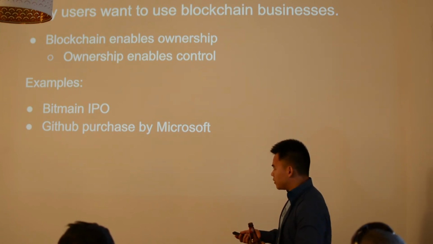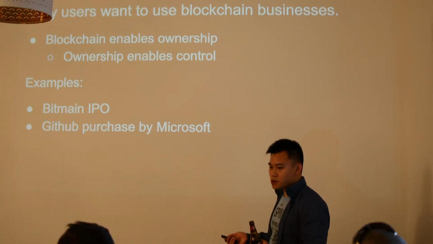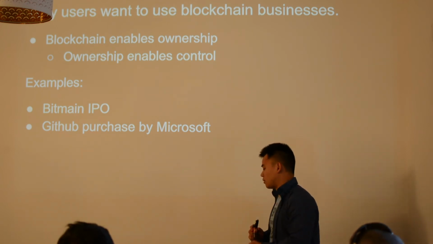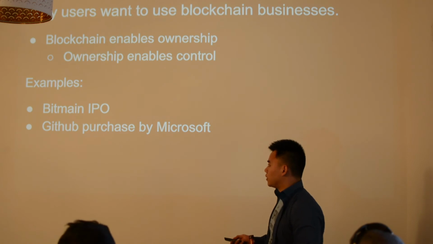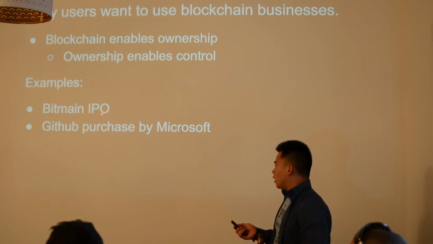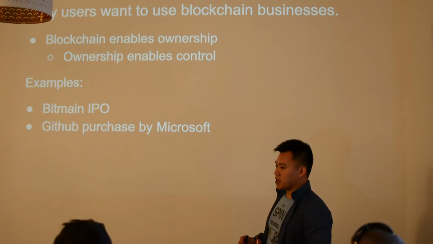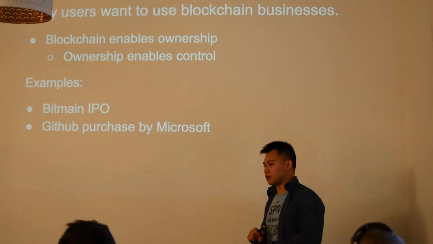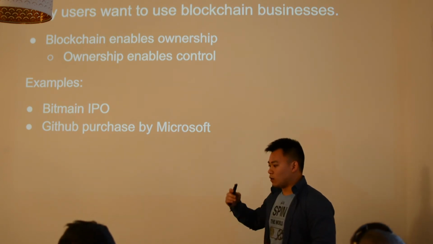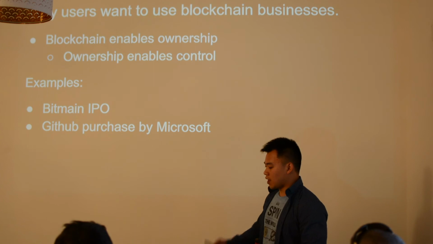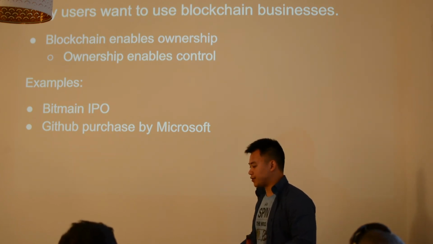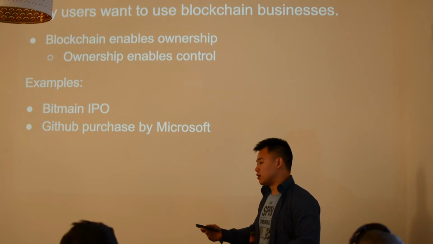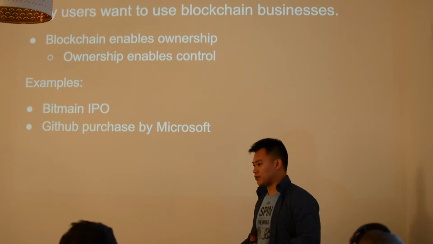Some of the examples: Bitmain is doing an IPO, and I think this is a huge problem, maybe not now, but probably for the blockchain, for Bitcoin specifically. Bitmain, if you don't know, is one of the main providers of the mining hardware in the Bitcoin ecosystem. When they do an IPO, what does that mean? It means that they have to follow government regulations, but it also means they're now open to private investors.